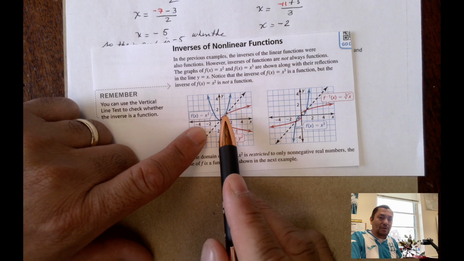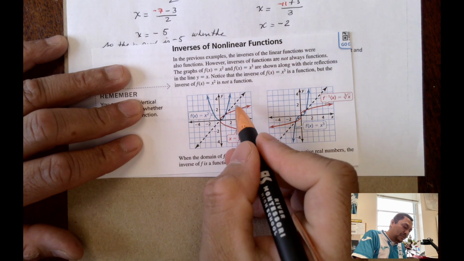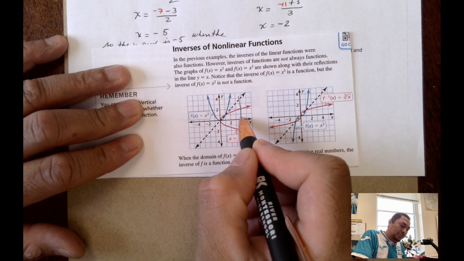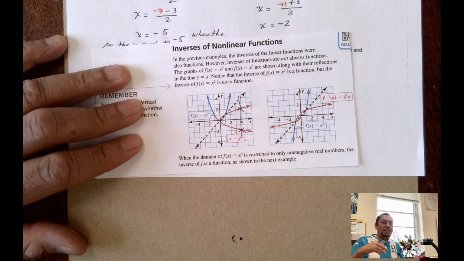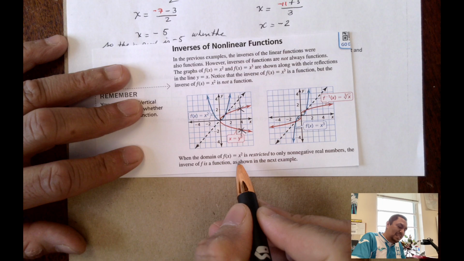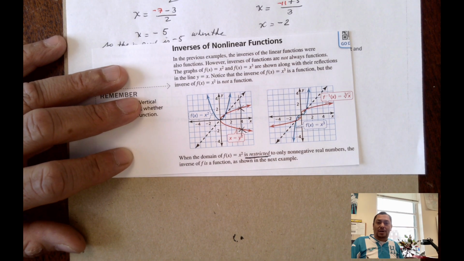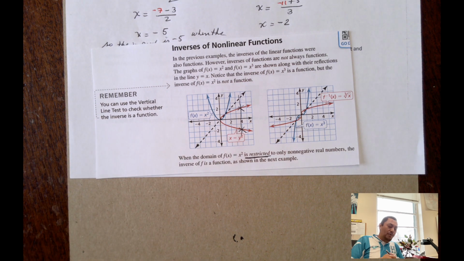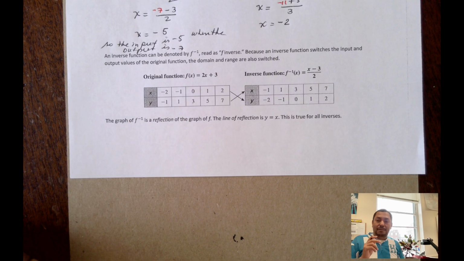So in this case, it's not going to be a function. Okay, remember the vertical line test. If I draw a vertical line and it touches the graph two times, it is not a function. So in this case, I'm going to need to restrict to only positive numbers in order for it to become a function. So that's going to happen with f(x) = x squared.